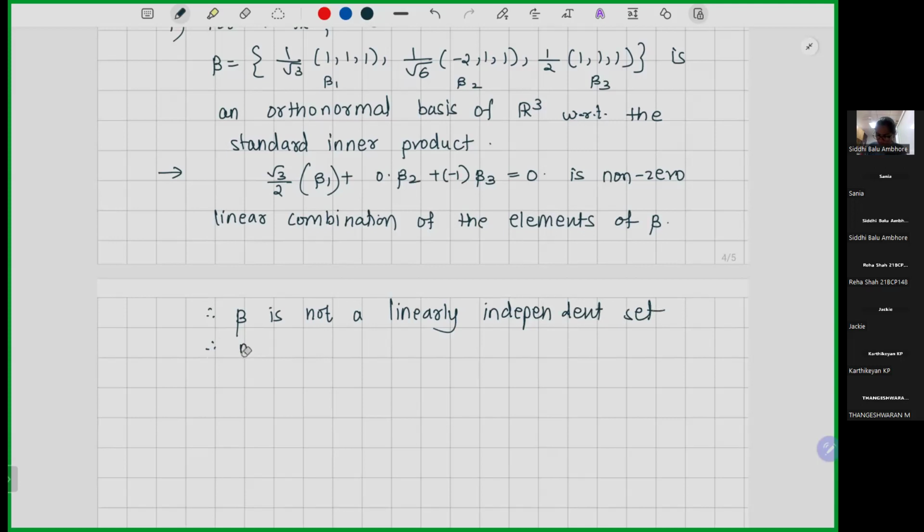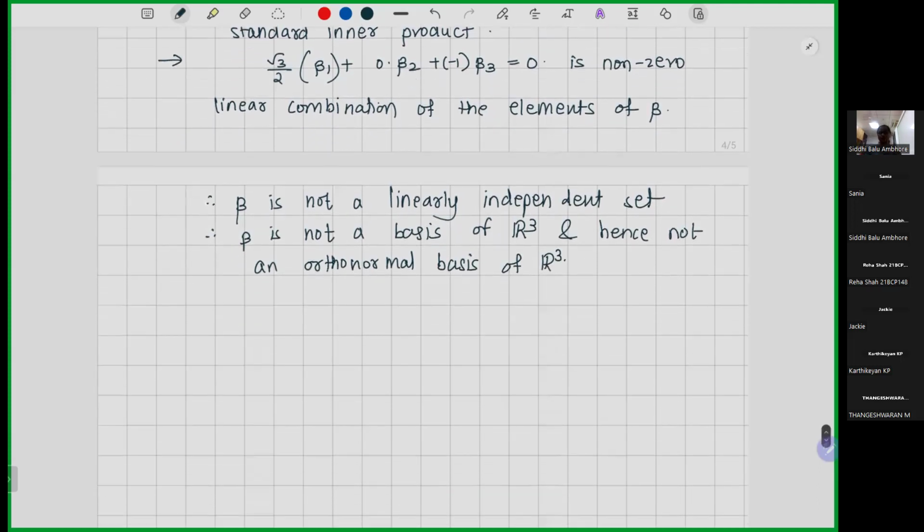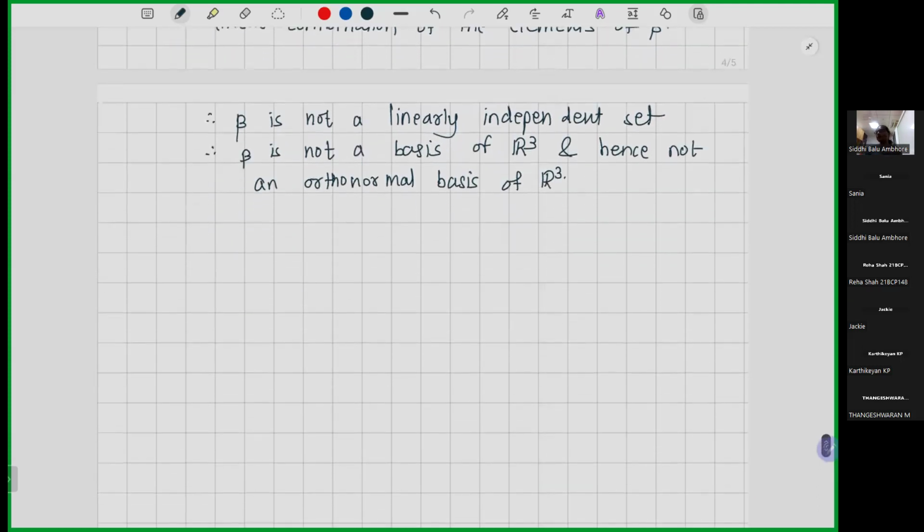Therefore beta is not a basis of R3 and hence not an orthonormal basis of R3. It is not even a basis. It is not even a linearly independent set, so it can never form an orthonormal basis.